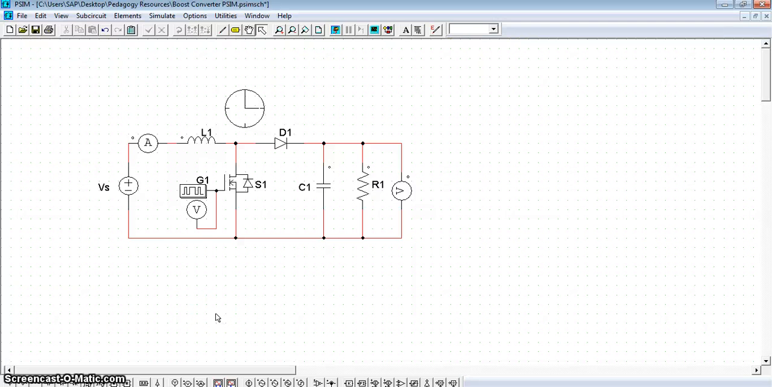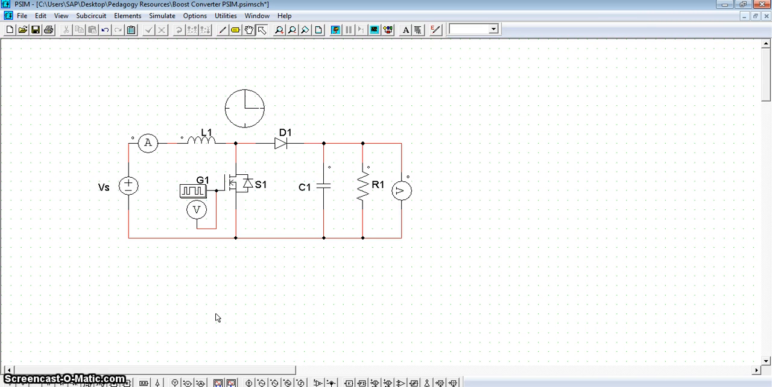Good morning, everyone. In the last session, we had discussed the different types of DC-DC converters and their modes of operation. Now, let's discuss the effect of variation of inductor value on the modes of operation of a boost converter.